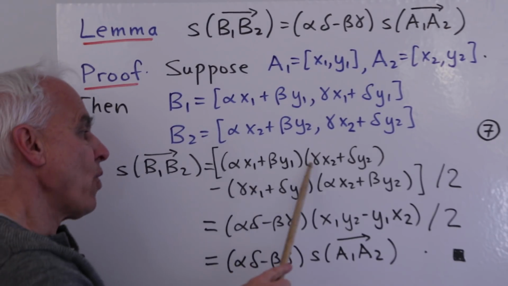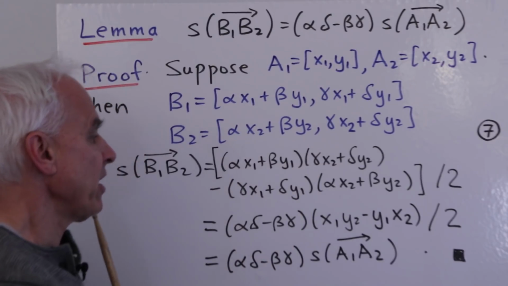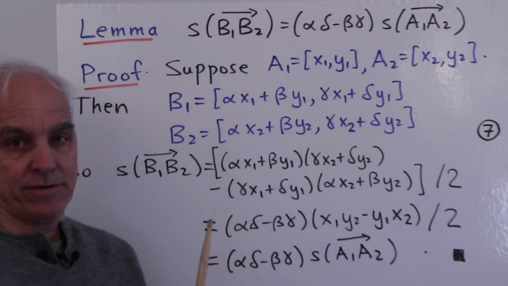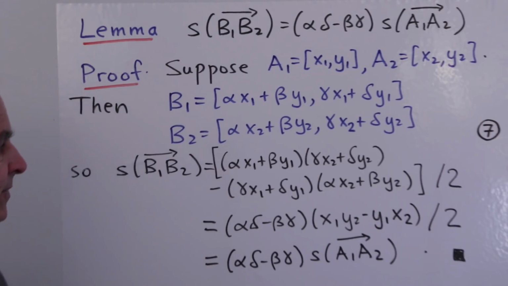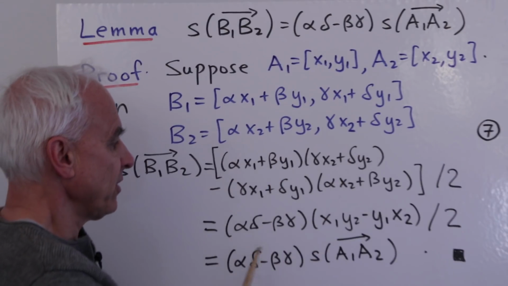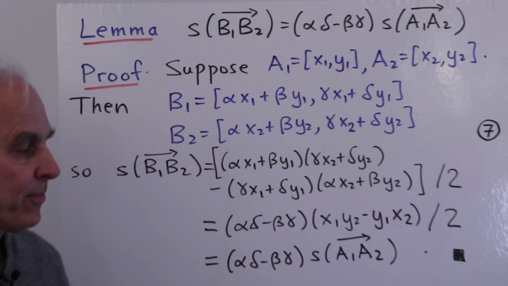For example, the x1, x2 terms will cancel because there's an alpha gamma that appears there, and over here there's a minus gamma alpha, so they exactly cancel. Similarly, the y1, y2 terms will cancel. There's a beta delta there and a minus delta beta there, so there's no y1, y2 terms.